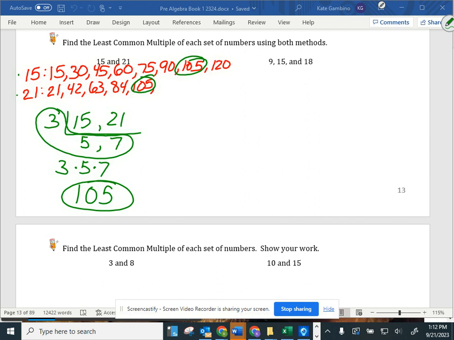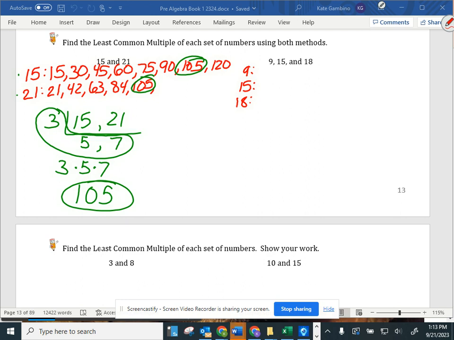All right, so let's look at our next one. Now we have to do multiples of 9, 15, and 18. So multiples of 9, we know those, right? Figure out how we got 105.